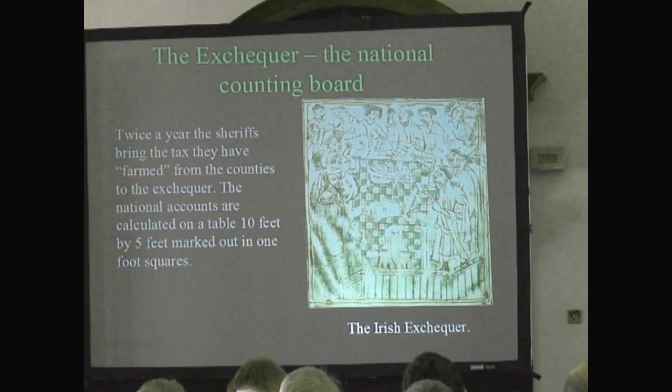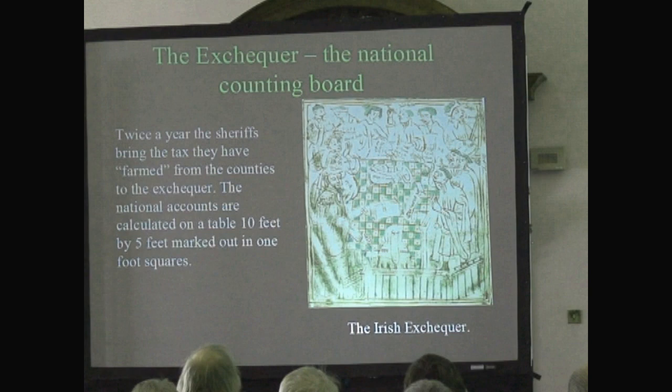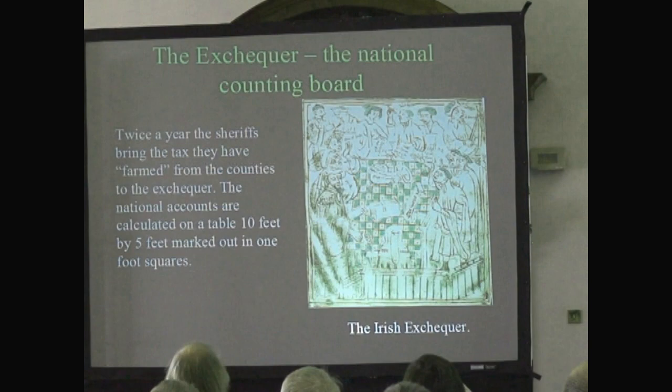And in the exchequer there was this large table with a carpet on it or a cloth on it marked out in squares, and the proceedings went on. I don't know the details of what happened on this table, but it's well described. I think it's just on the next slide.